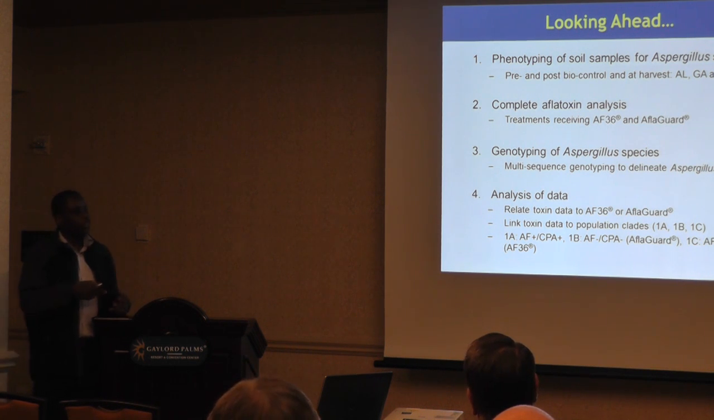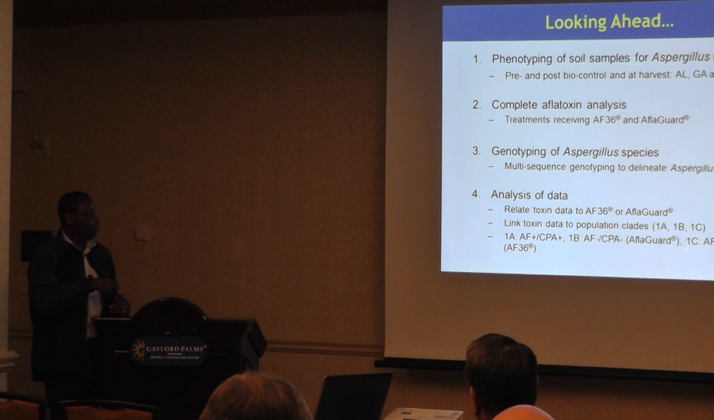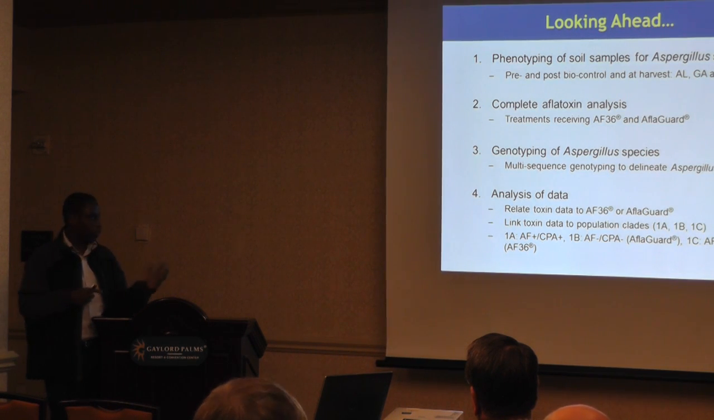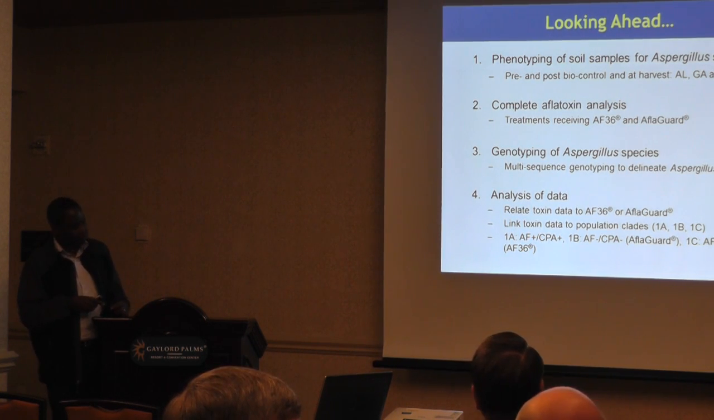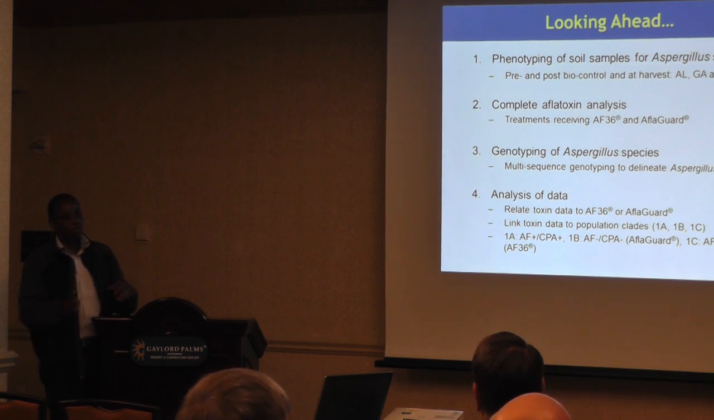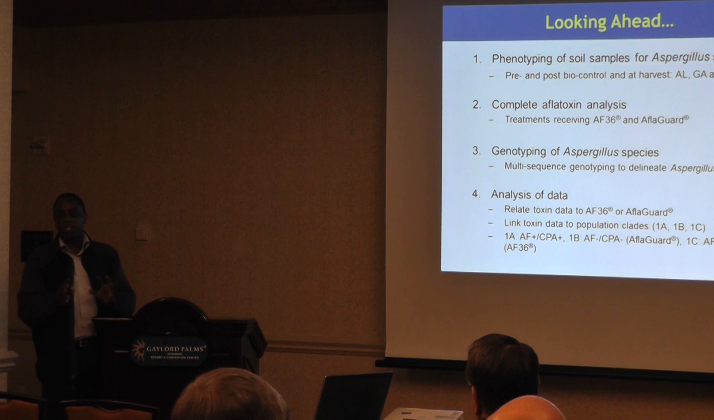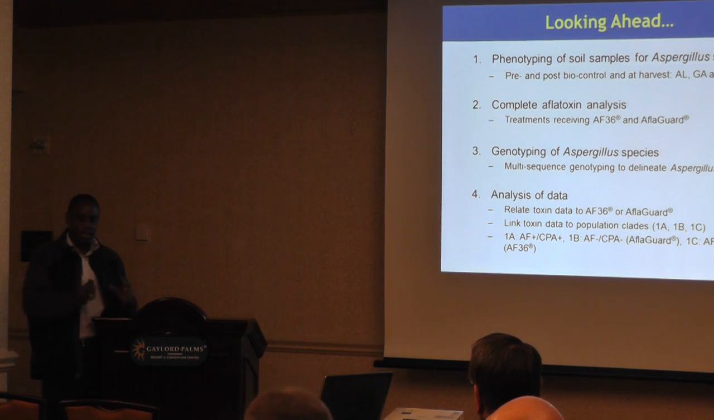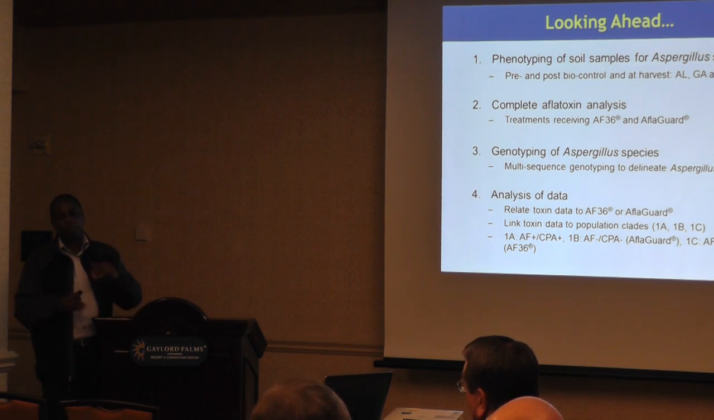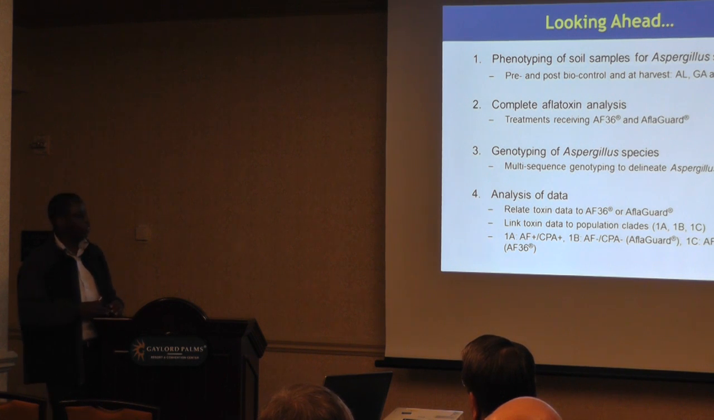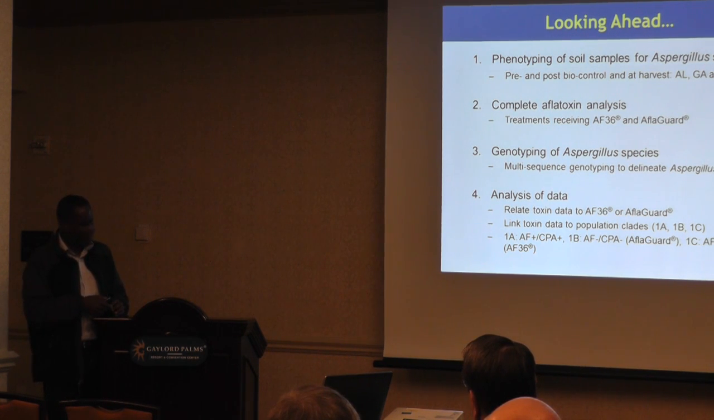But what if the soil composition comes out with primarily individuals falling within the 1C clade? Then our hypothesis says that if you apply FL6, you get a much better control compared to if you apply after that. So the whole point now is, can we match individual biocontrol agents to what's actually happening in the soil? And if we do that, our expectation is that we'll be able to substantially reduce the amount of aflatoxin within the panels.